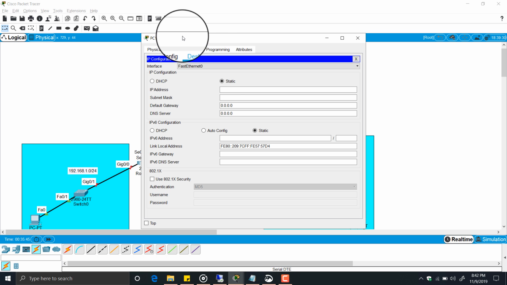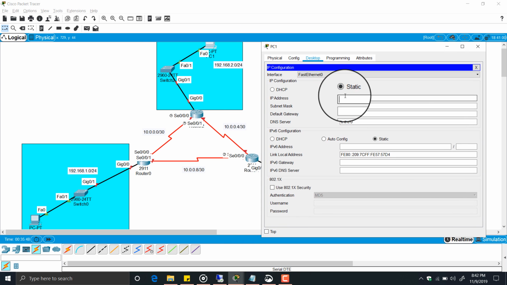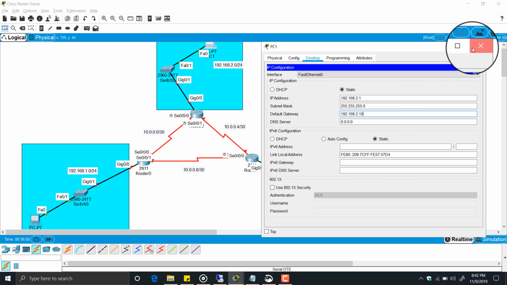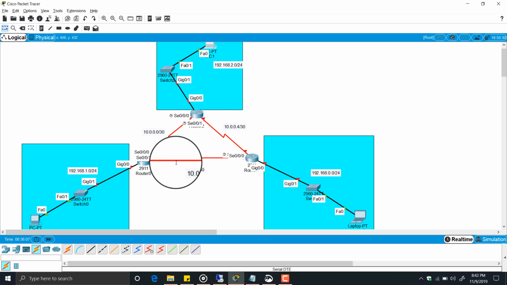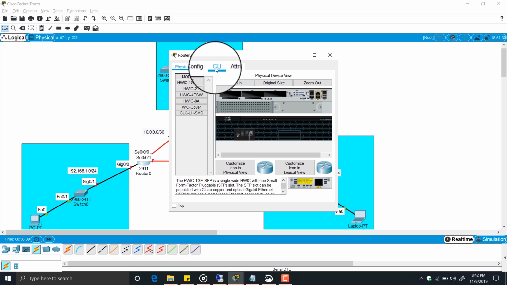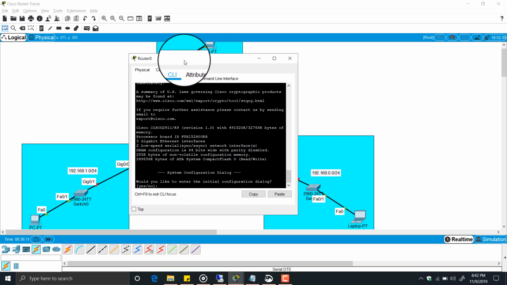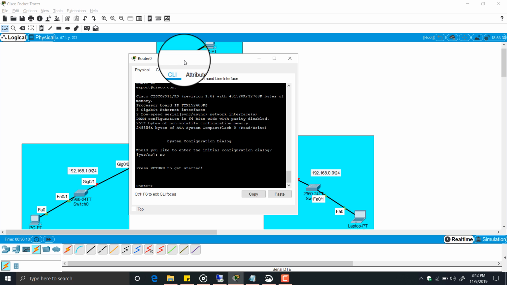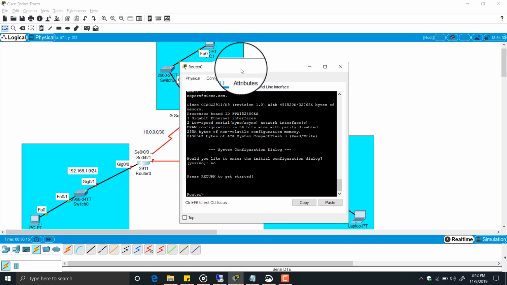For the last PC, 192.168.2.1. The subnet mask and the router is going to be 192.168.1.2 and 1.10, right? Okay, now for the routers, we enter here CLI, we enter no. So we are ready to configure the router. So let's begin.